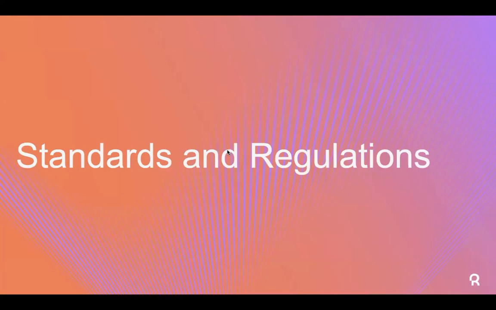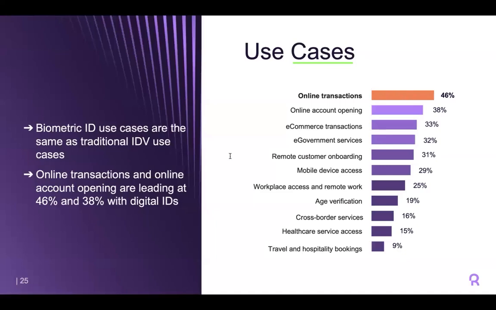Now let's have a closer look at how digital IDs are regulated. But at first, I would like to highlight another insight from our survey. It shows that digital IDs revolutionize various industries that rely heavily on secure, efficient identity verification, especially online transactions, that are 46%, which are becoming more common for many industries, and online account opening, that is about 38%. This trend not only streamlines onboarding but also bolsters security, illustrating the new ways we interact with services daily.